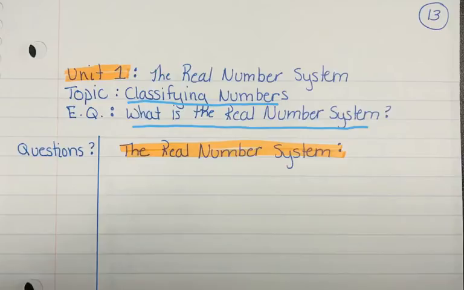Remember, if there's anything you're confused about, you're going to write your questions along the left-hand side. And then we're going to get started on our notes for the real number system. You should be roughly around page 13. At any time you need to pause the video to write this down, feel free.